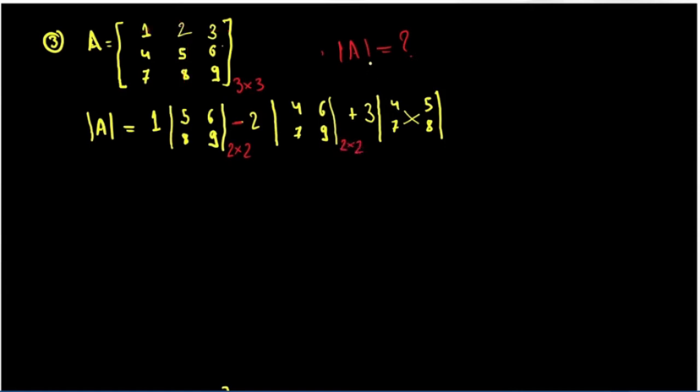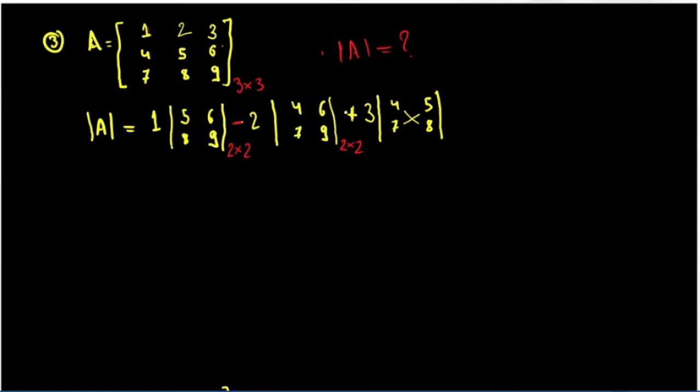Now in the third step, I will take the third element outside the matrix, that is 3. So I have taken this 3 outside the matrix, but this time I have put a positive sign.